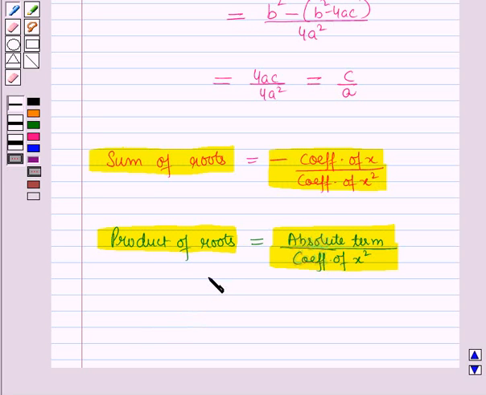So in this session we have learned about quadratic equation, the equation reducible to quadratic equation, then nature or character of the roots, and sum and product of the roots. So this completes our session. Hope you all have enjoyed the session.